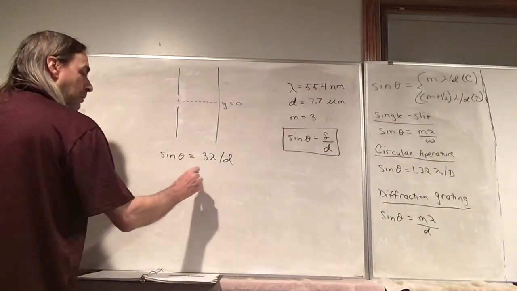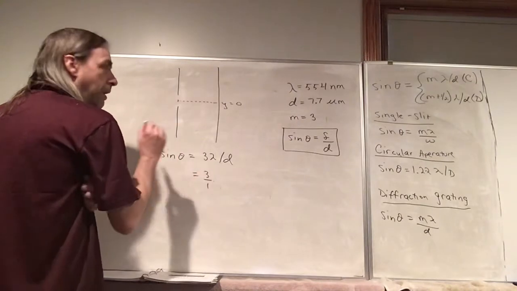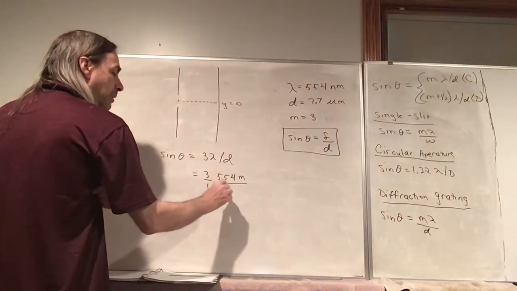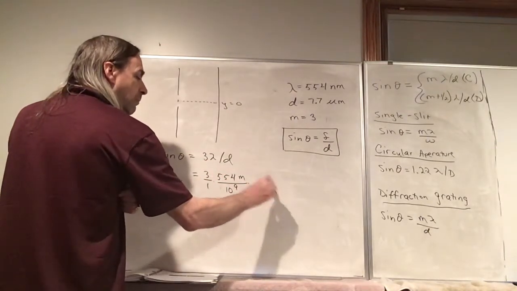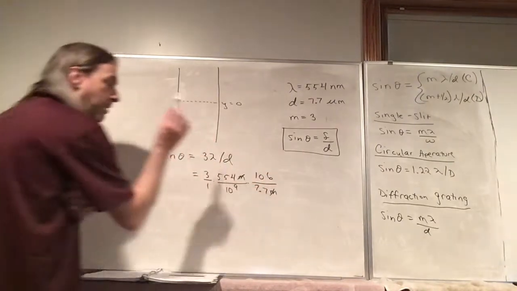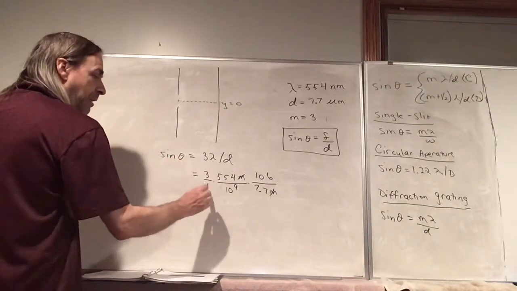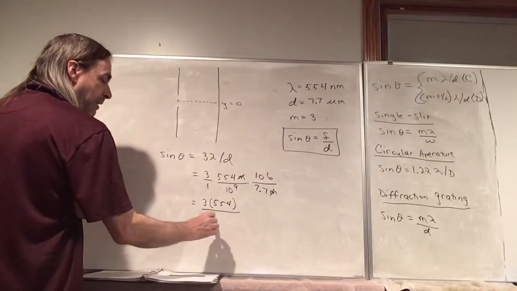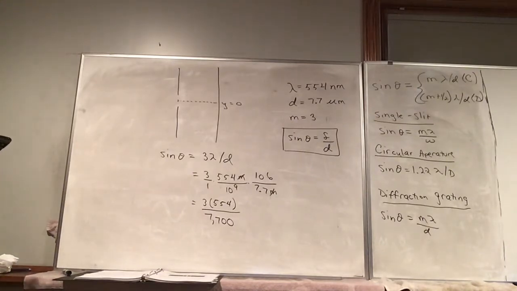So let's plug this in. This will be interesting with the units. We have 3, lambda is 554. Let's convert to meters, so we divide by 10 to the 9. And d is 7.7 micrometers. So now our units are canceling out: 10 to the 6 over 10 to the 9, that's 1,000 on the bottom. So we have 3 times 554 divided by 7,700. Dimensionless number.